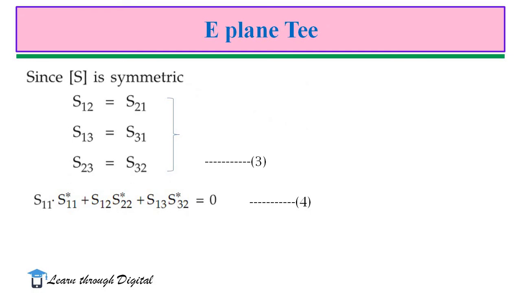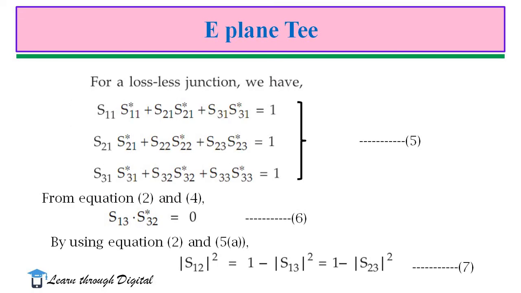And also the S matrix is symmetric. Symmetric means mathematically it is represented as S12 is equal to S21, S13 is equal to S31, S23 is equal to S32. It means that even if you interchange the input and output terminals of the device, there will be no change in the transmission characteristics. This is equation 3. Then for a reciprocal network, it should satisfy the symmetry property. For a lossless junction, it should satisfy the unitary property.